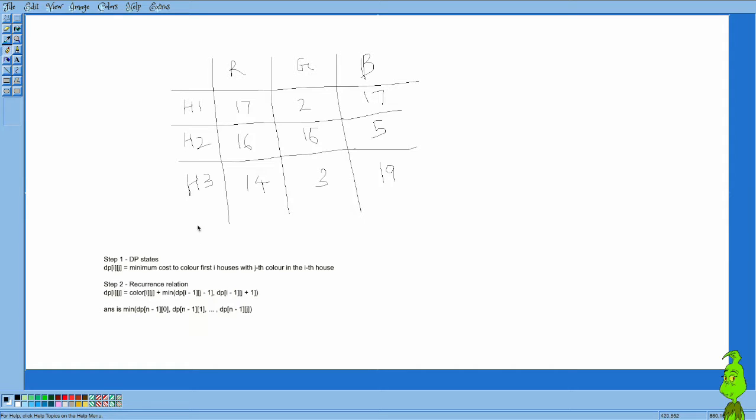Paint house problem that we are going to discuss today. Let me just write it here. So there is a famous Leetcode problem.